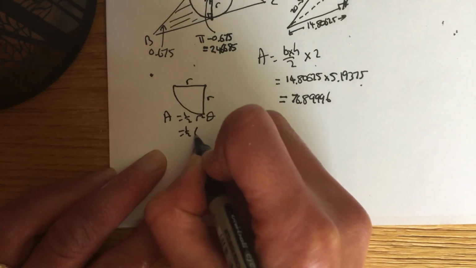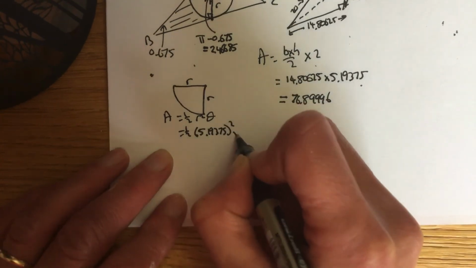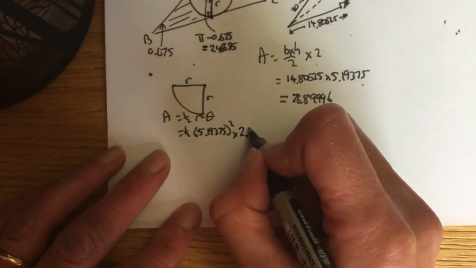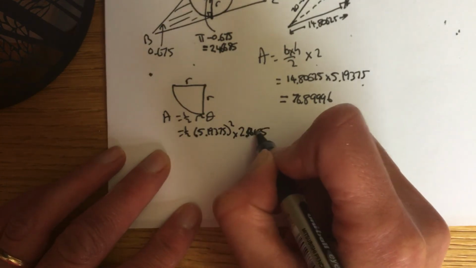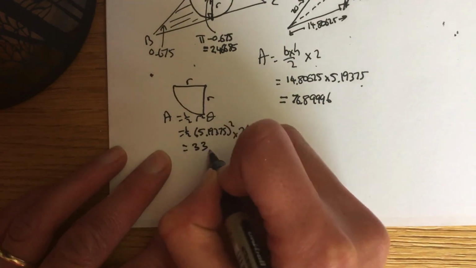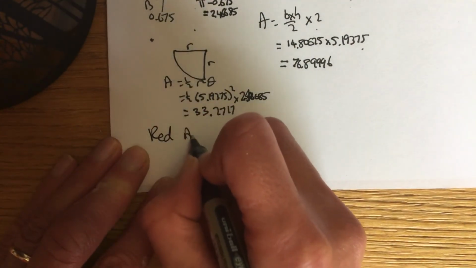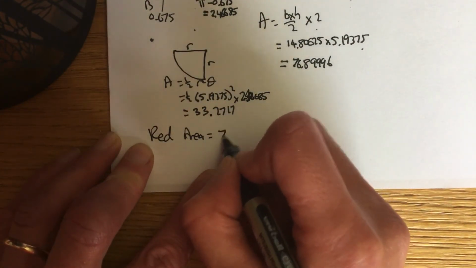So the area of my sector is a half r squared theta. So it's a half, your r is 5.19375 squared, and your angle is 2.46685. So that gives you an area of 33.2717.